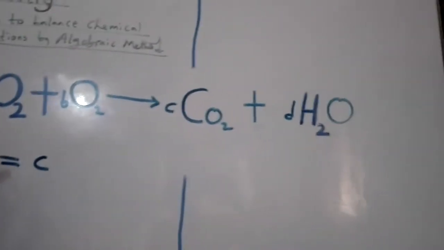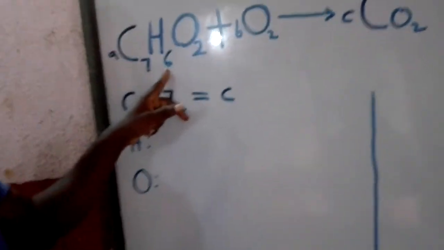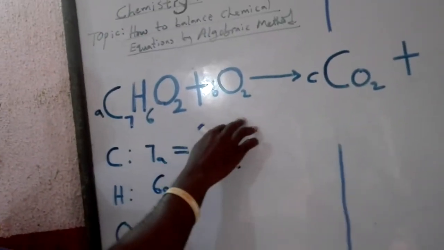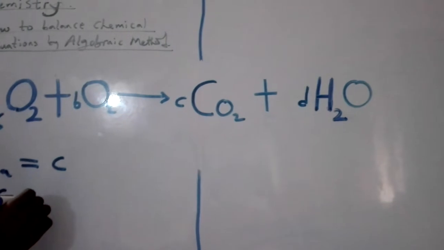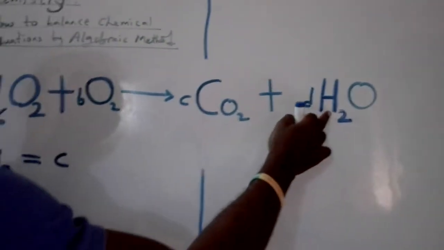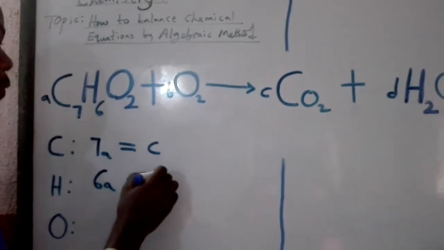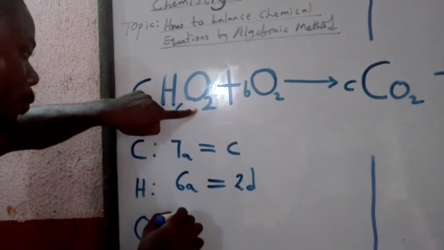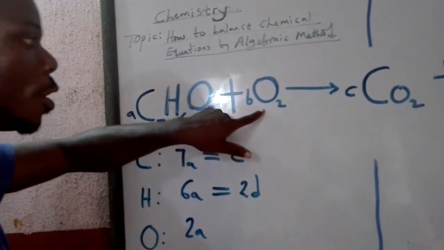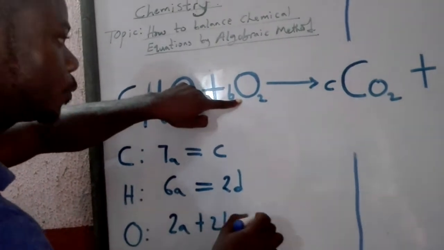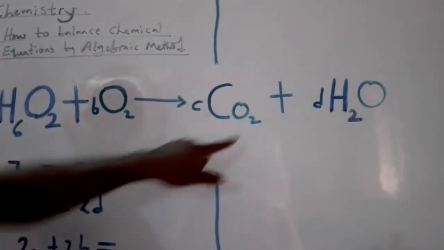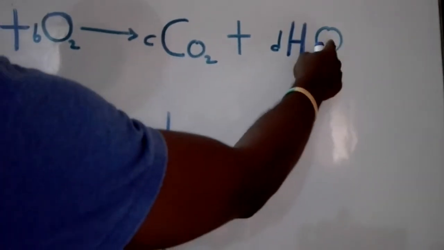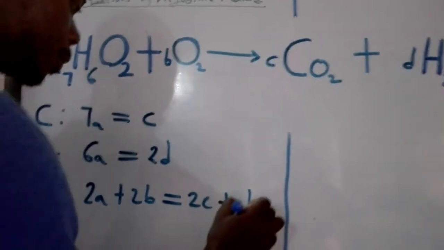Now move to hydrogen. How many hydrogen atoms do we have? We have 6 atoms. So you multiply 6 by letter A, 6A. Since you don't have any hydrogen on the other reactant, you move to the product side. So you have 2D, that is hydrogen is 2 atoms here, 2 times D, you have 2D. Then followed by oxygen atom. We have 2 oxygen atoms here, you represent it as 2A plus 2B, arrow sign equal to 2C, that means 2 oxygen atoms, plus D. We have 1 oxygen atom here, plus D.